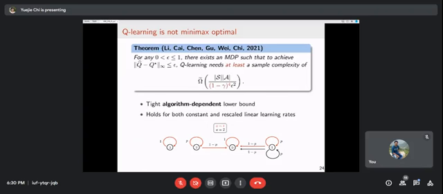And this gives us another lower bound, which is an algorithm-dependent lower bound, because this is a lower bound tailored to the analysis of Q-learning. We show there exists an MDP where Q-learning needs at least a number of samples on the order of A divided by (1 minus gamma) to the 4th times epsilon squared. And this holds for both the constant and rescaled linear learning rates as well.